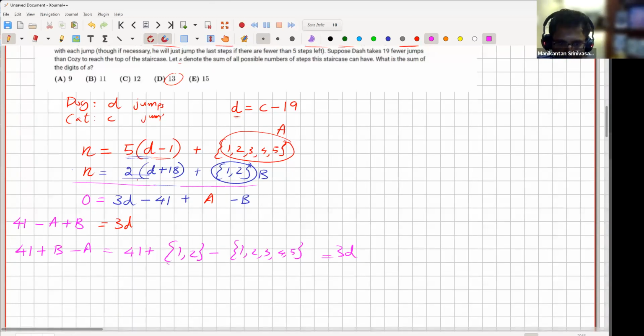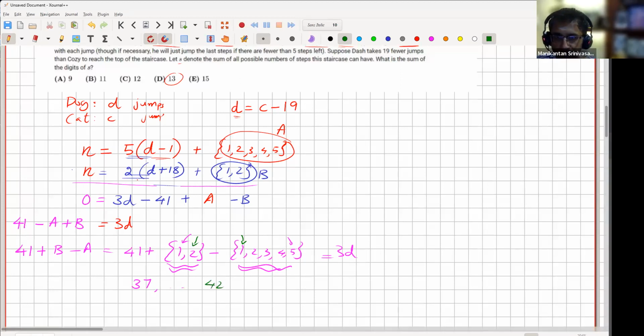Okay. Now, let's see what is the maximum and minimum possible for this difference. On one hand, this could be as small as 1 minus 5. That's the minimum, right? 41 plus 1 minus 5. That's the extremes, right? So it can be as small as 37, right? And as large as how much? It can be 2 here and 1 here. So it's 41 plus 2 minus 1, which is 42.